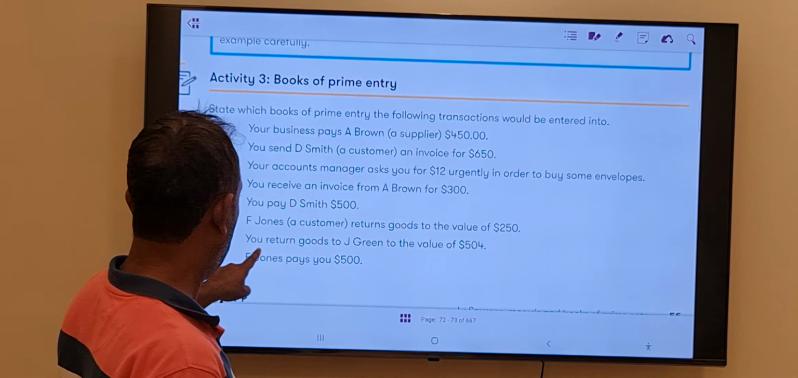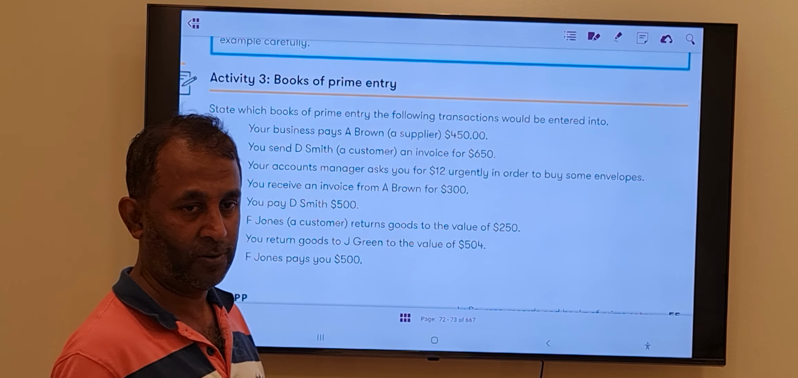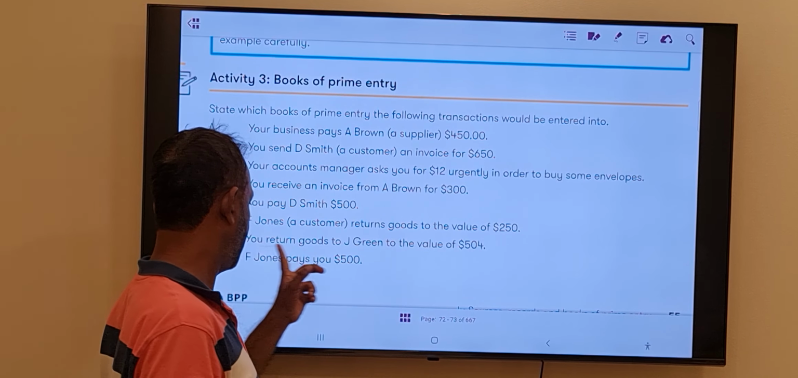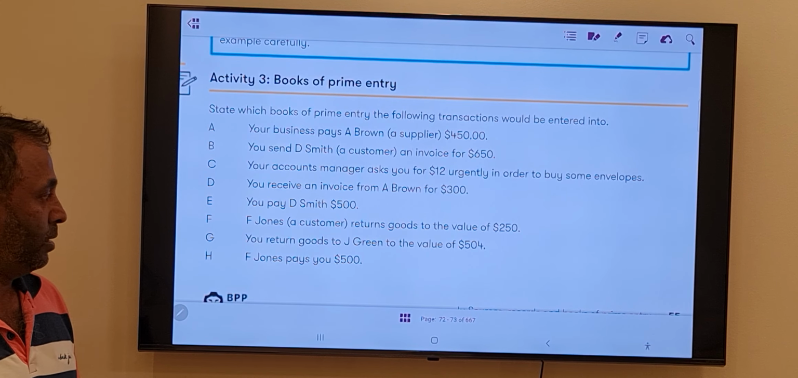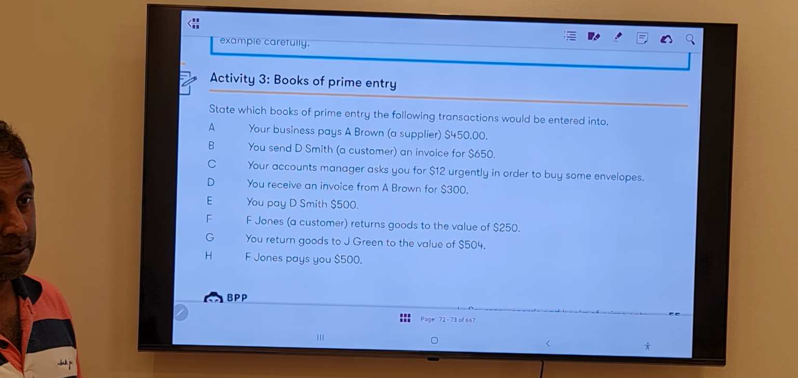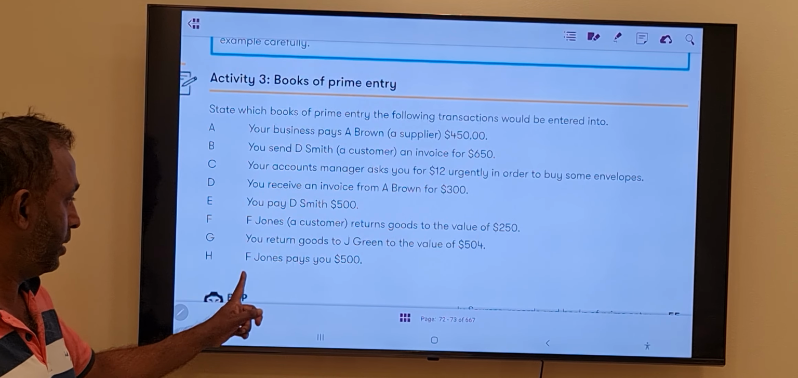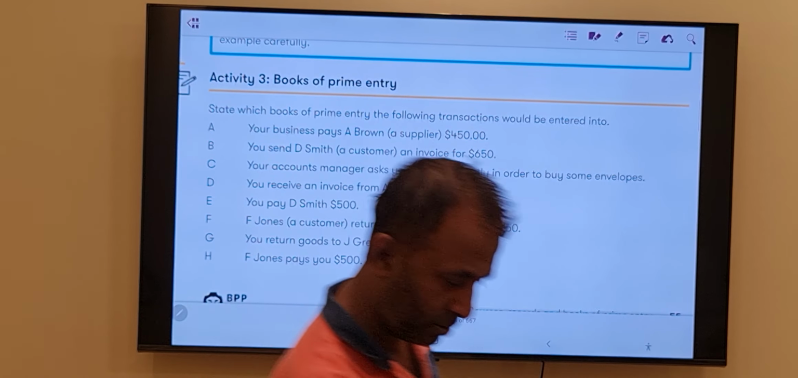You return goods to J. Green to the value of 504. You return, so it is purchase returns day book. F. Jones pays you 500. Cash book. Yes. Okay.